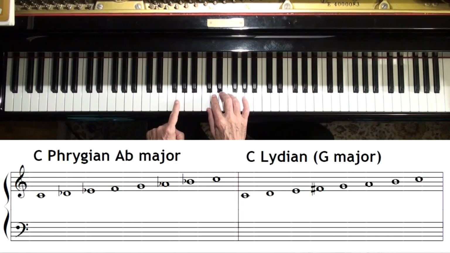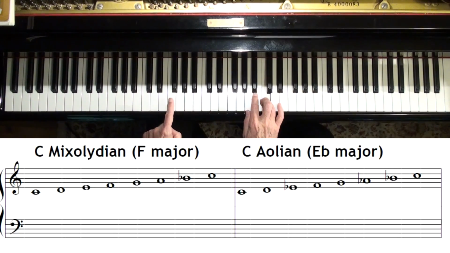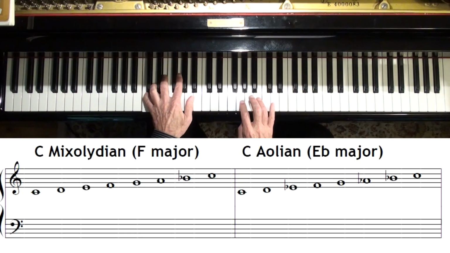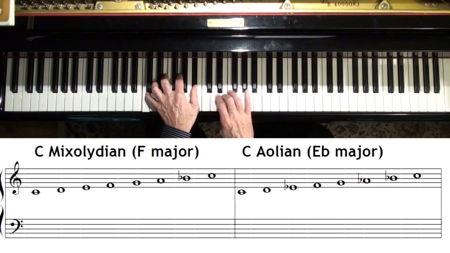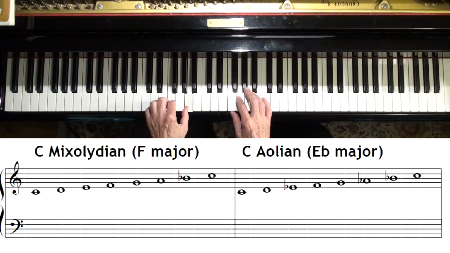Next will be Mixolydian, and that comes from the F major scale, typically used over a C dominant chord. Because where does C dominant go usually? F. So that's why you would tend to want to use it there.